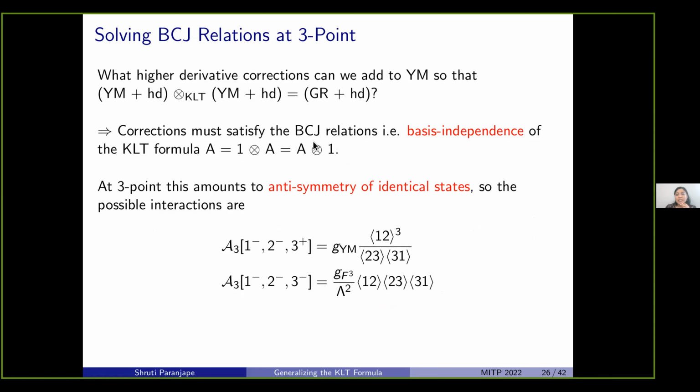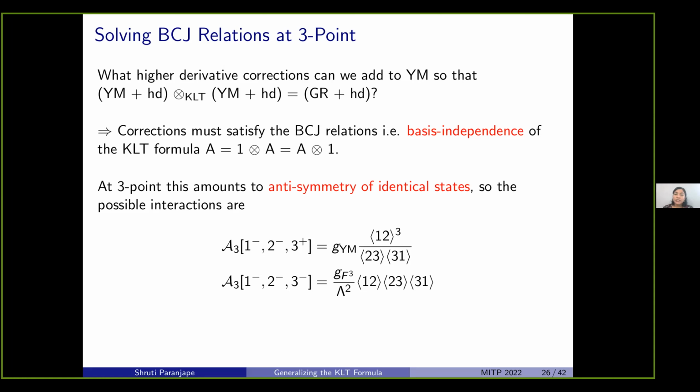In this case, the BCJ relations actually just boil down to antisymmetry of identical states. And so you have exactly two possibilities. One is the usual Yang-Mills coupling, and one is the F-cubed coupling. So some of you might be used to throwing away the F-cubed coupling because it's non-supersymmetrizable, but in this case, we want to be as general as possible, so we include it.